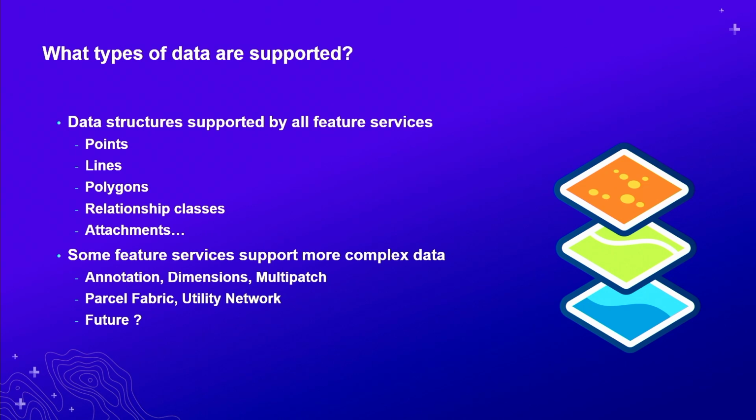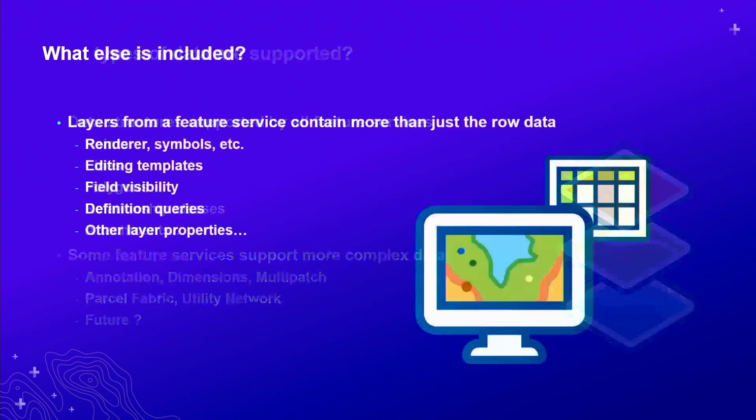The data structures supported by all services include the items I've listed here: points, lines, polygons, relationship classes, attachments. And there are some data sets that are not supported through the feature service, such as geometric networks or network data sets. You can publish the simple data from these data sets, but there's no corresponding feature service layer to describe them. Recently, with the release of the utility network and with parcel fabrics, we now support more complex layer types through the feature service. And as I mentioned earlier, in the future, we expect to extend this as well to other data set types.